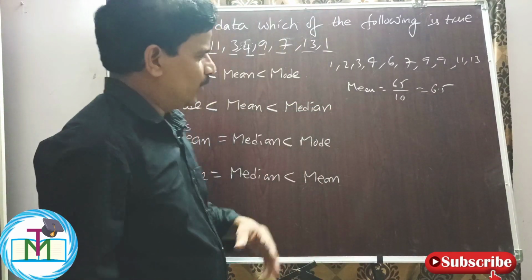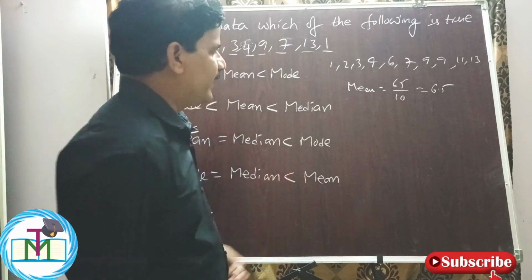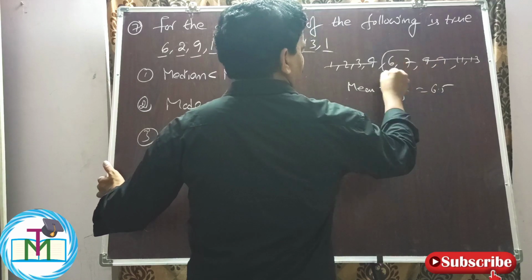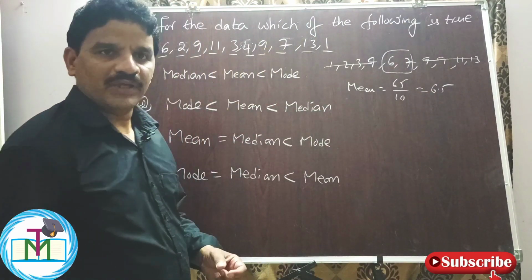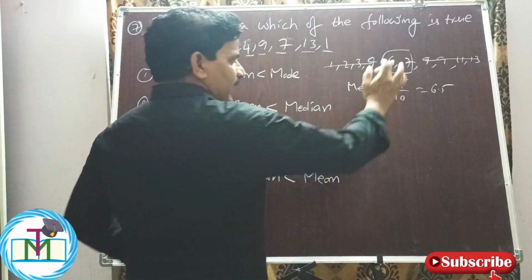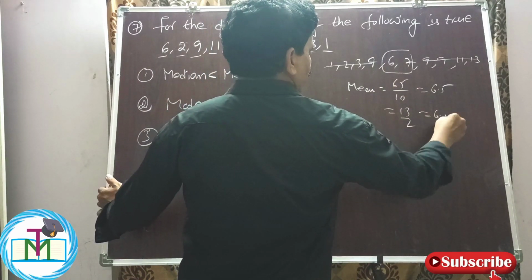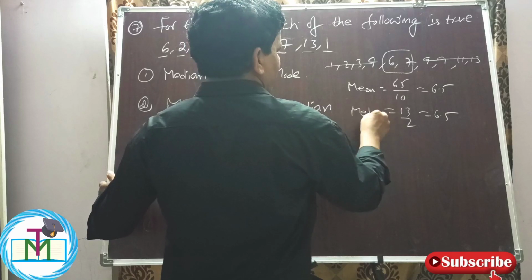So in shortcut, how to find median? Here I am cancelling 4 elements on this side, and also on this side, 1, 2, 3, 4. I got 2 values in the middle. I have to take their average. Average means 6 plus 7, 13. 13 by 2 is equal to 6.5. This is the median.